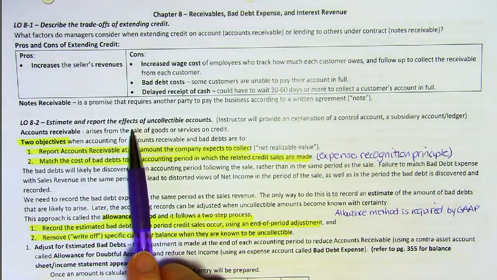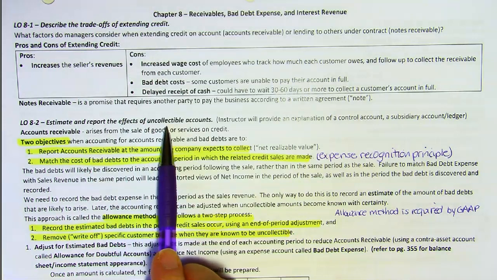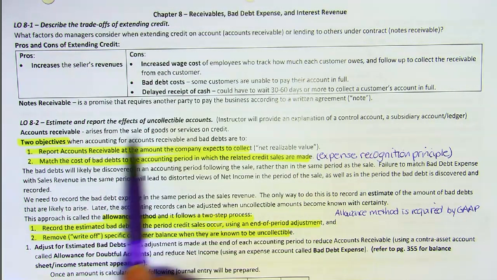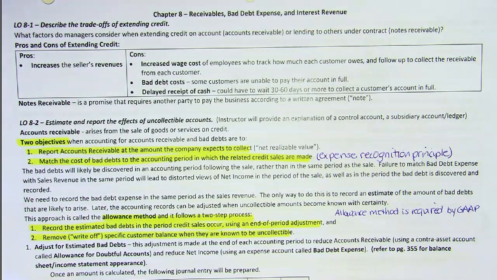Estimate and report the effects of those uncollectible accounts or bad debts. Well, you know that accounts receivable arises from the sale of goods or services on credit. When a customer pays you immediately, you increase or debit your cash account. But if your customer doesn't pay you and you've delivered a good or service, you need to debit something because you'll be crediting service revenue or sales revenue. What you would debit instead of cash is accounts receivable. It's a current asset on the balance sheet because you expect to collect that cash within a year or less.